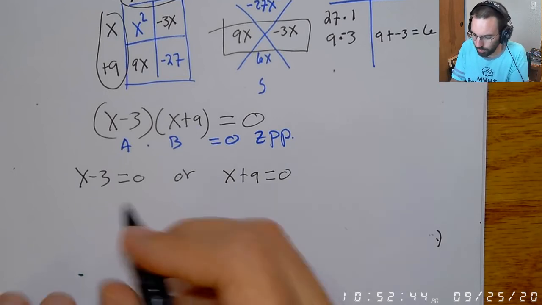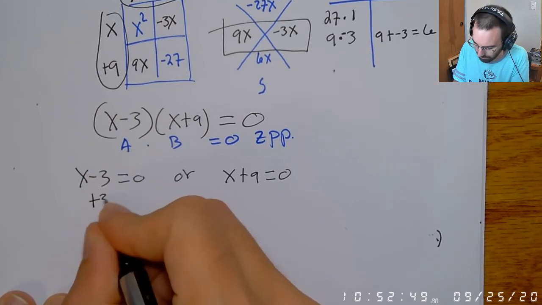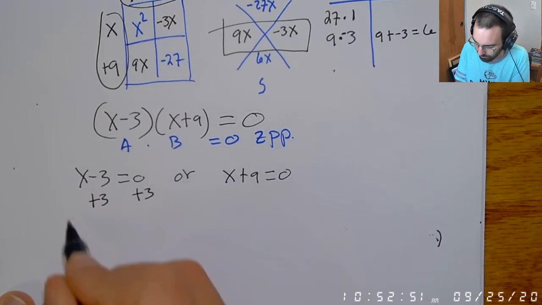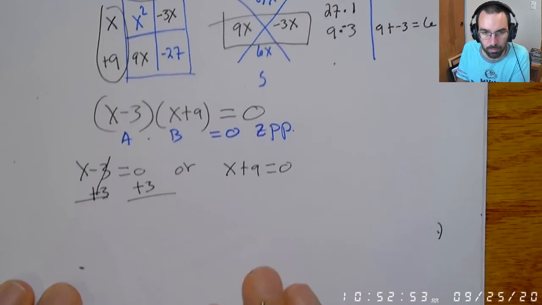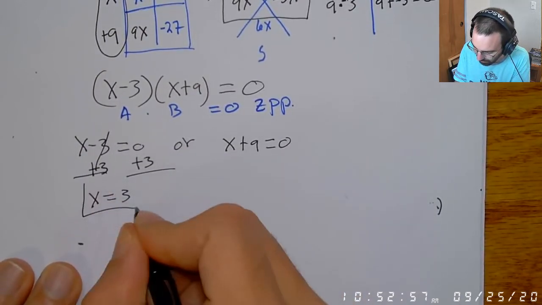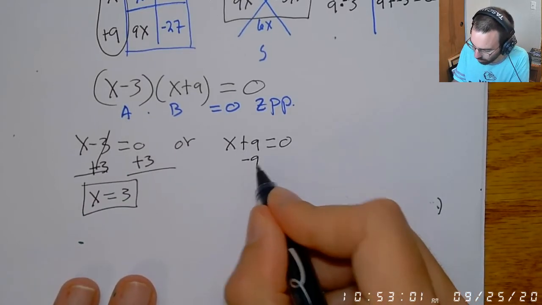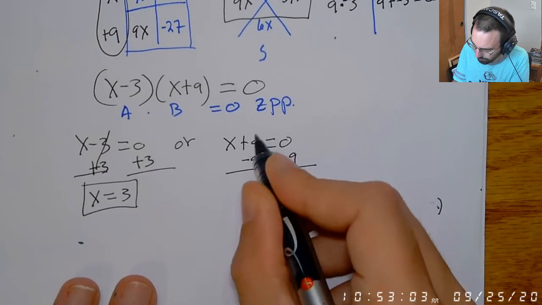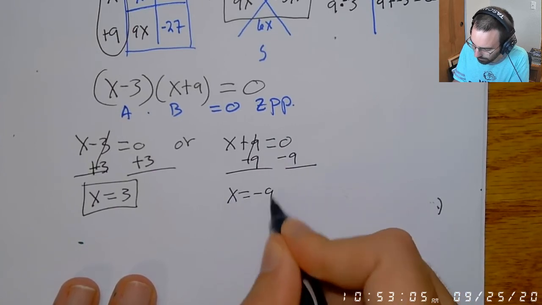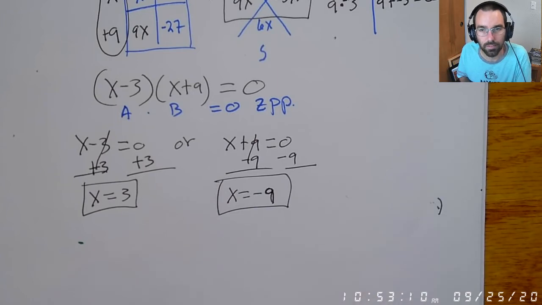Okay, so I'm going to solve both of these. So this is x minus 3, so I'm going to go plus 3. Okay, I appreciate the people who are responding. You guys are definitely getting your money's worth in terms of education. So then here I have x plus 9. I'm going to subtract 9, and I get x equals negative 9. So I have two answers: negative 9 and positive 3.